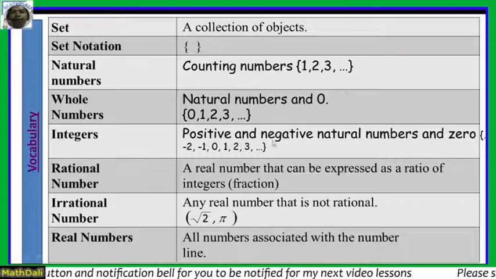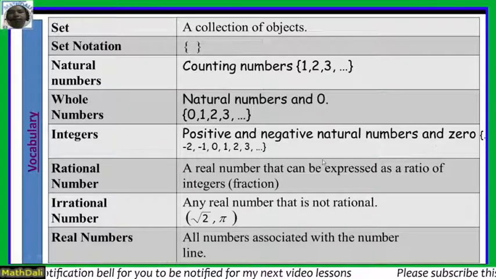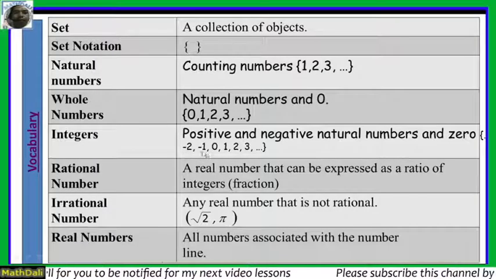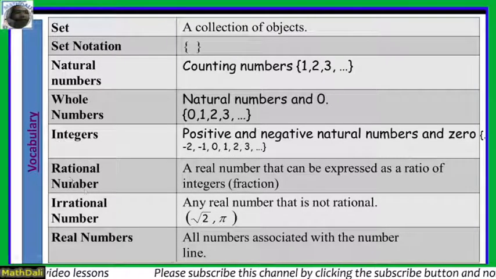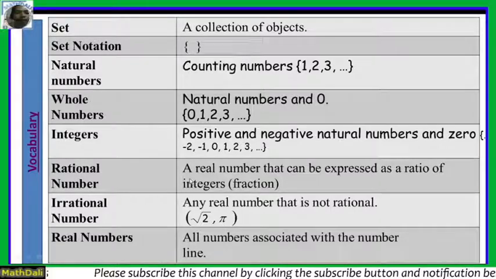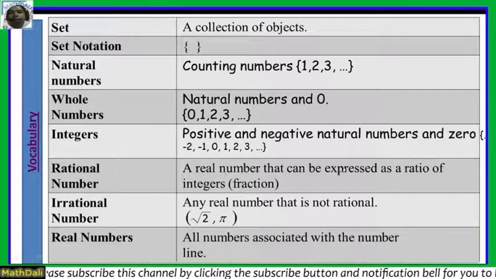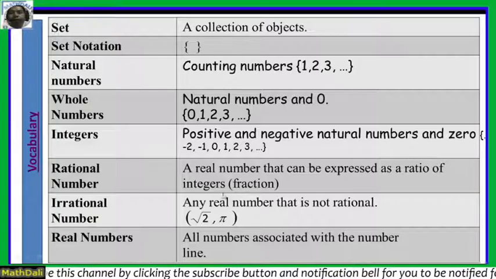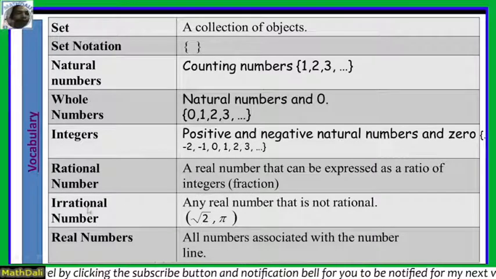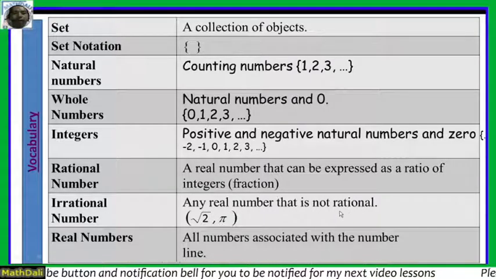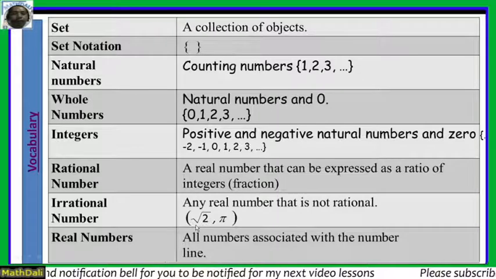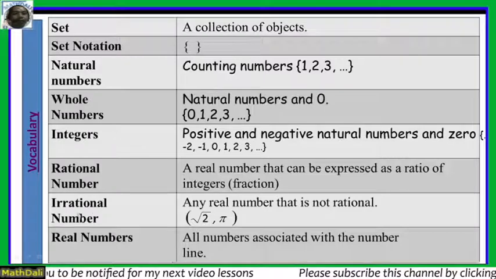Integers, these are positive and negative natural numbers and 0. So, meron tayong negative integers dito. Meron din tayong positive integers including this 0. Then we have the rational numbers. Rational numbers, these are real numbers that can be expressed as a ratio of integers or a fraction. Rational numbers, any numbers that is not irrational, such as we have square root of 2, we have pi. Yan yung mga irrational numbers natin.